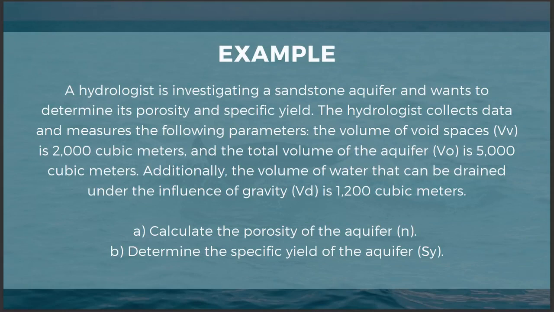So we have an example. A hydrologist is investigating a sandstone aquifer and wants to determine its porosity and its specific yield. So the hydrologist collects data and measures the following parameters. So VV is 2,000 cubic meters, total volume is 5,000, and we're given the volume of water that can be drained under the influence of gravity is 1,200 cubic meters. So question is, what is the porosity?